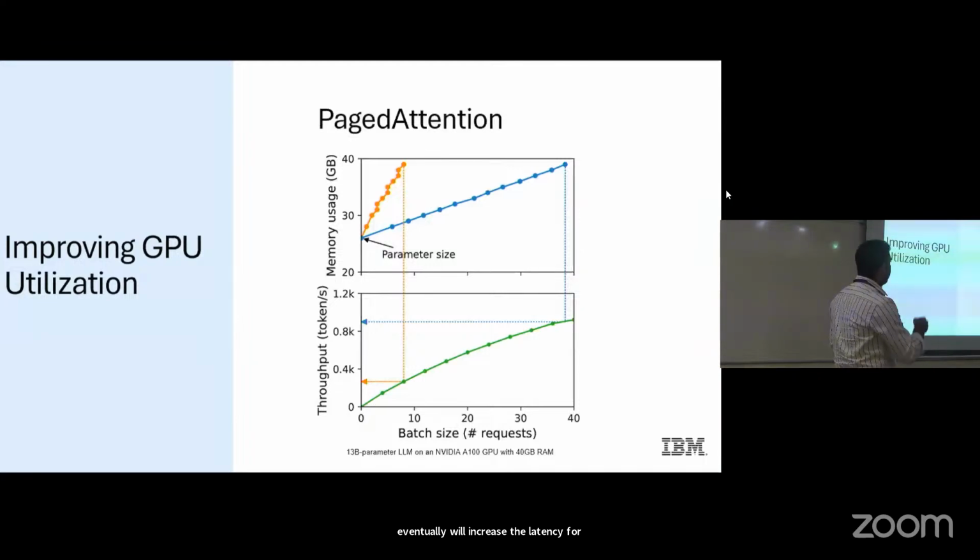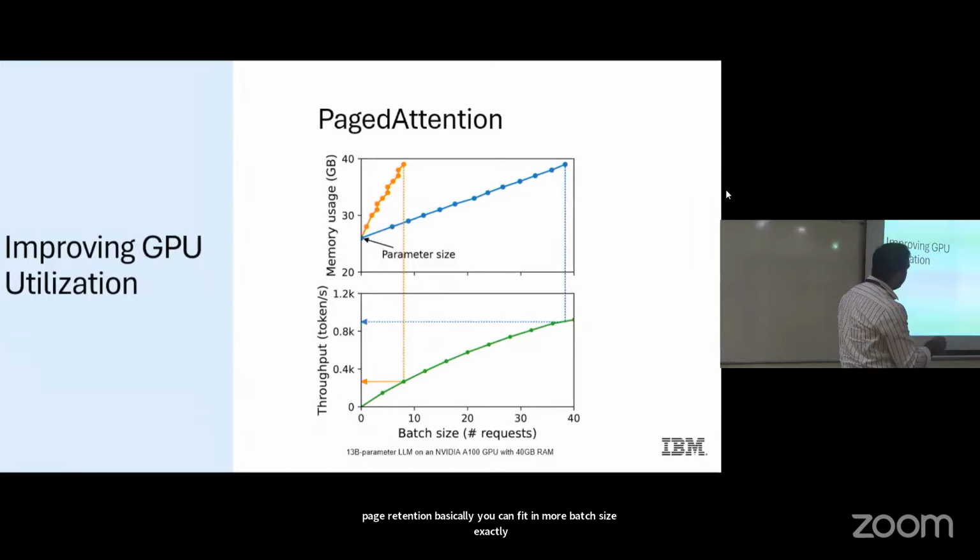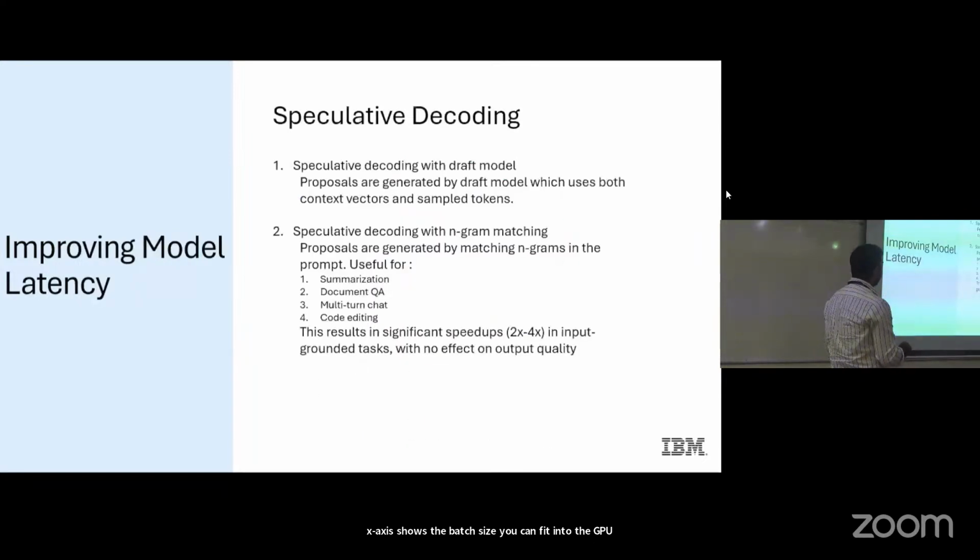So this is a comparison. The orange line shows the other systems before paged attention, and the blue line shows the memory growth after paged attention. Basically, you can fit in more batch size. The x-axis shows the batch size you can fit into the GPU. Okay, so whatever techniques we saw earlier were trying to increase the throughput, increase the batch size, thereby reducing latency. So we want the systems to perform with minimal latency.